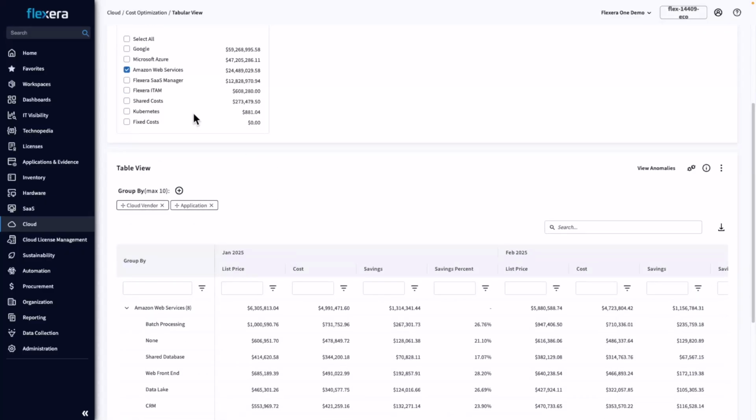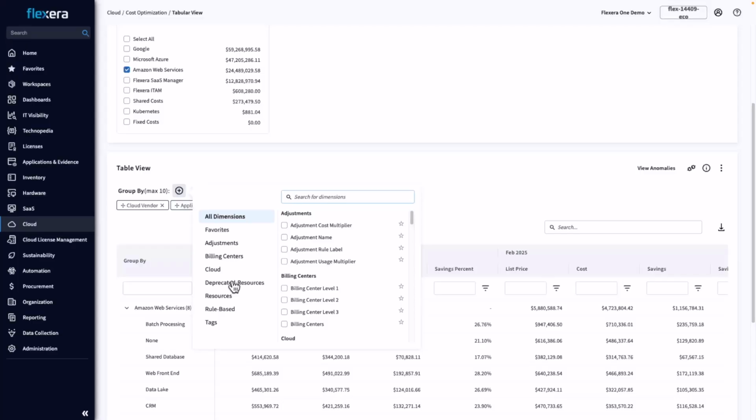your cloud costs. Here I'm looking at Amazon spend, we can see the cloud vendor, and I've brought in a business dimension of application. Now what's differentiated here is I can see the list price, so not just the cost that I'm paying, but the cost I'm paying after discounts such as those achieved by commitments.